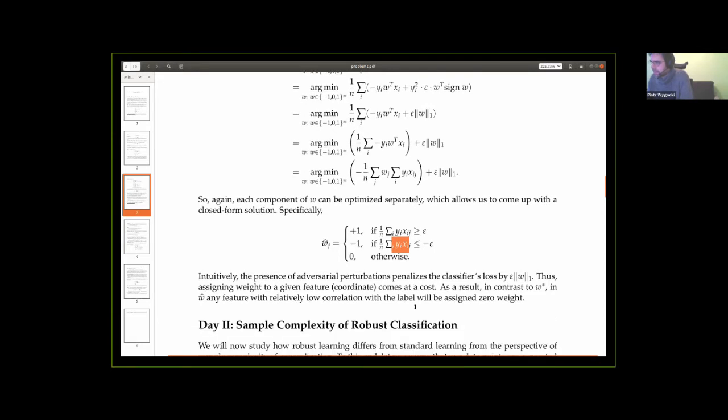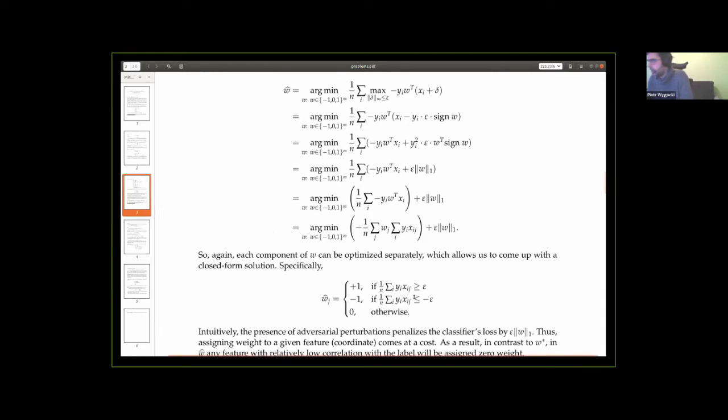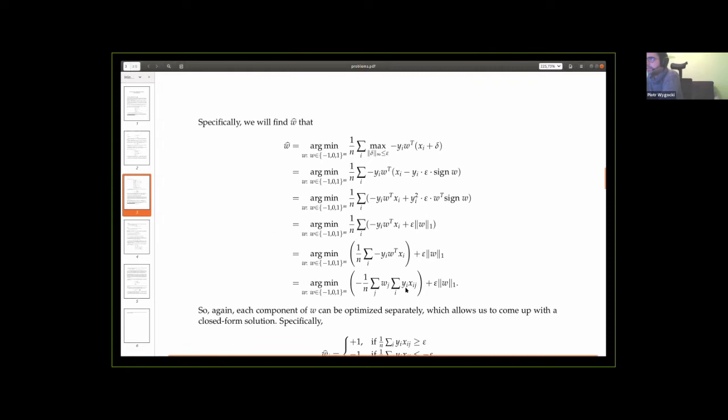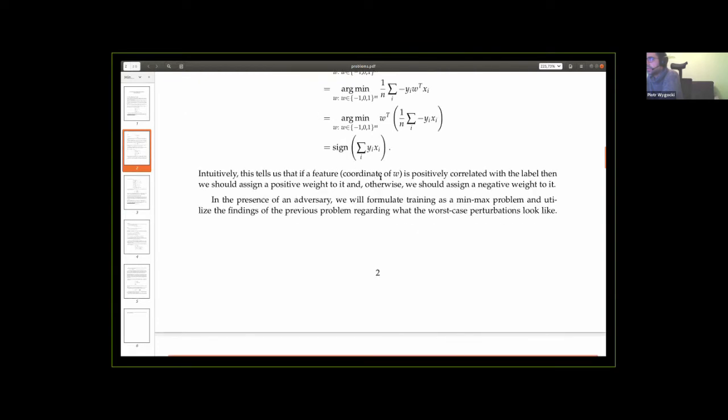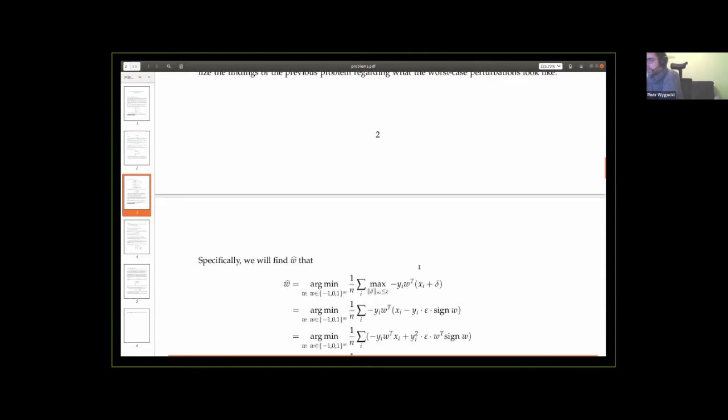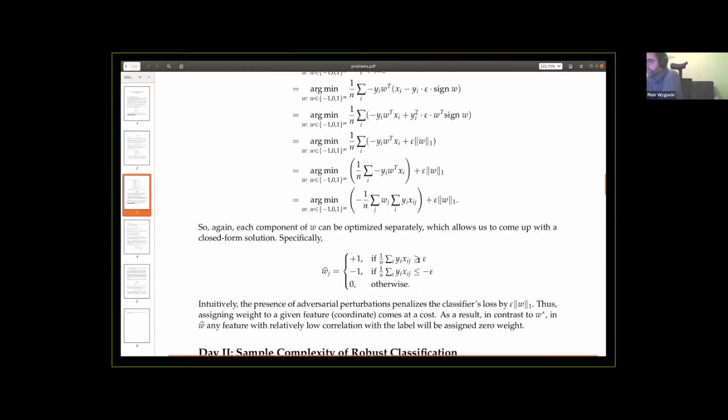So actually, I hope I didn't lose you guys. But if you are lost on the math, there is a very nice intuition behind that. If you can remember our previous answer, it was to set w to the sine of this. So our previous answer was actually the same as setting epsilon equal to zero in this equation.